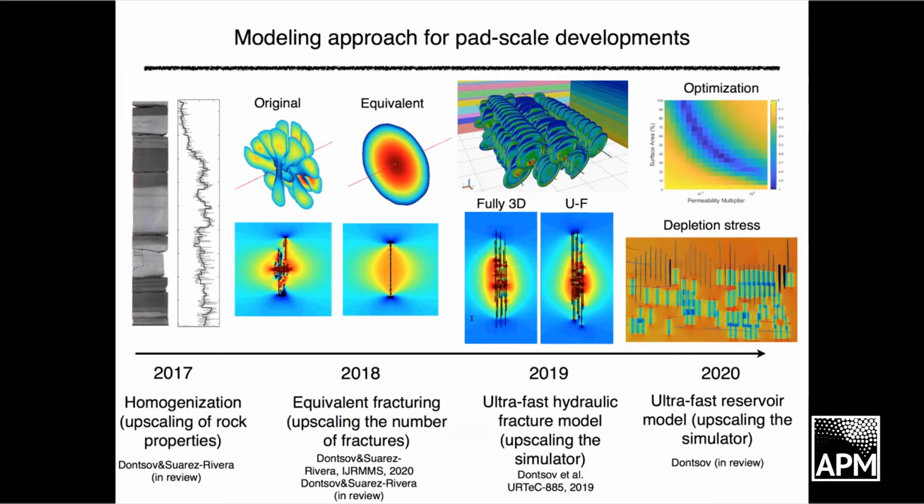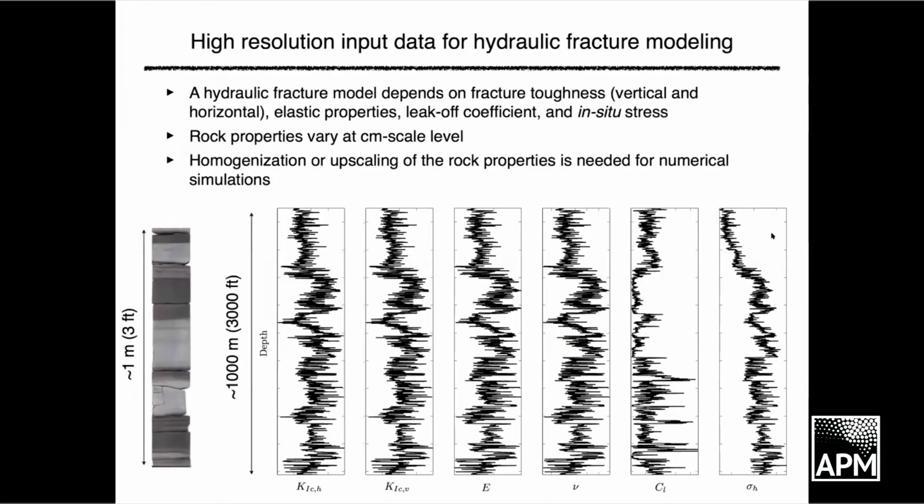But right now, let's go back to 2017 when it all started, and we'll try to understand how rock properties can be upscaled so that they can be put into the bigger picture of modeling the spatial scale and massive fracturing. Okay, so for a typical model, our input properties are the fracture toughness versus depth, Young's modulus, Poisson's ratio, leakoff, and minimum stress. Let's think, for simplicity, about a single planar fracture. And they can be high resolution.